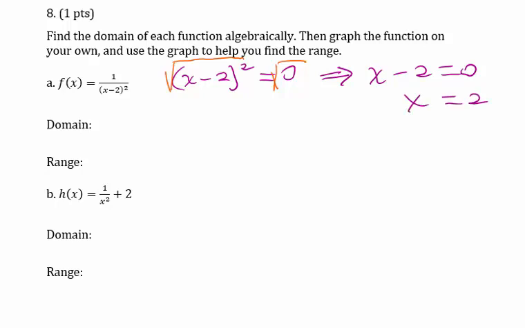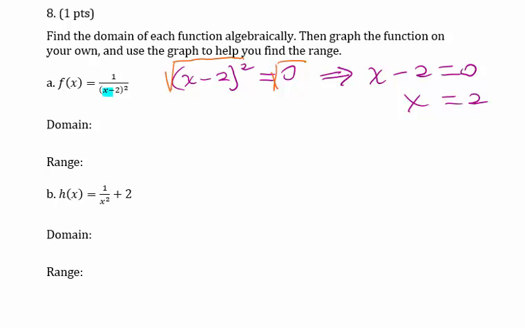Okay, and so we can double check ourselves. If you plug a 2 in for x, we end up with 1 divided by 2 minus 2, which is 0, and 0 squared is 0. So you end up with a 0 in the denominator, leading to an undefined expression for the output. So the domain is all real numbers except x equals 2.